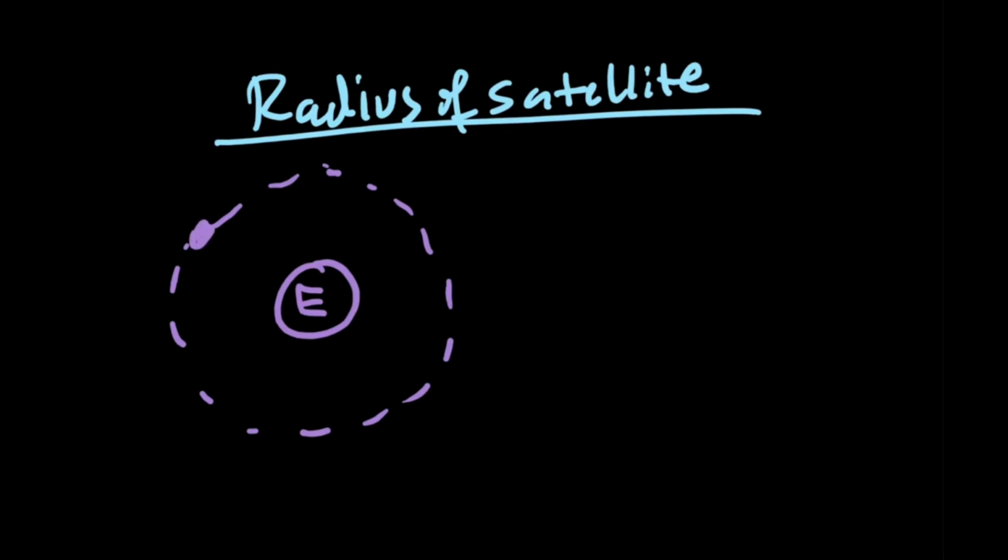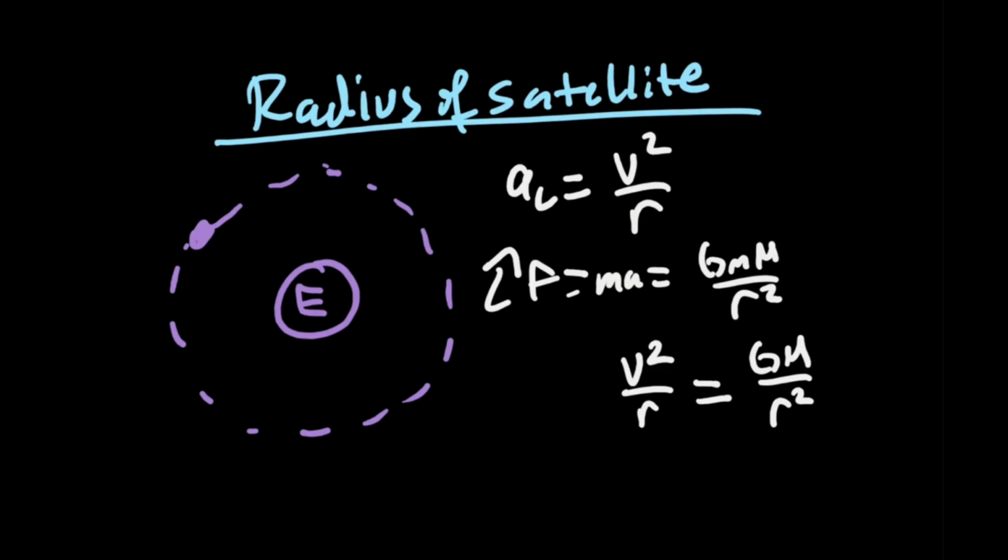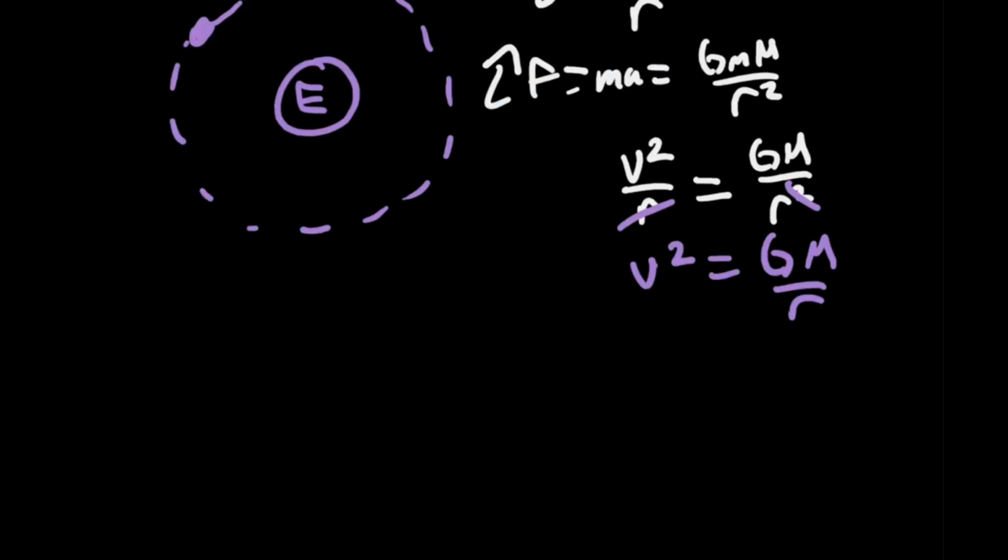Well, we know that ac is equal to v squared over r, right? So therefore, if we have the sum of the forces is equal to ma, which is equal to G M m over r squared, then we can say that v squared over r is equal to G M over r squared. Then we're going to cross out one of our r's over here. We're going to get v squared is equal to G M over r. So now we want to find v. We know that v is going to be the distance traveled per unit of time.